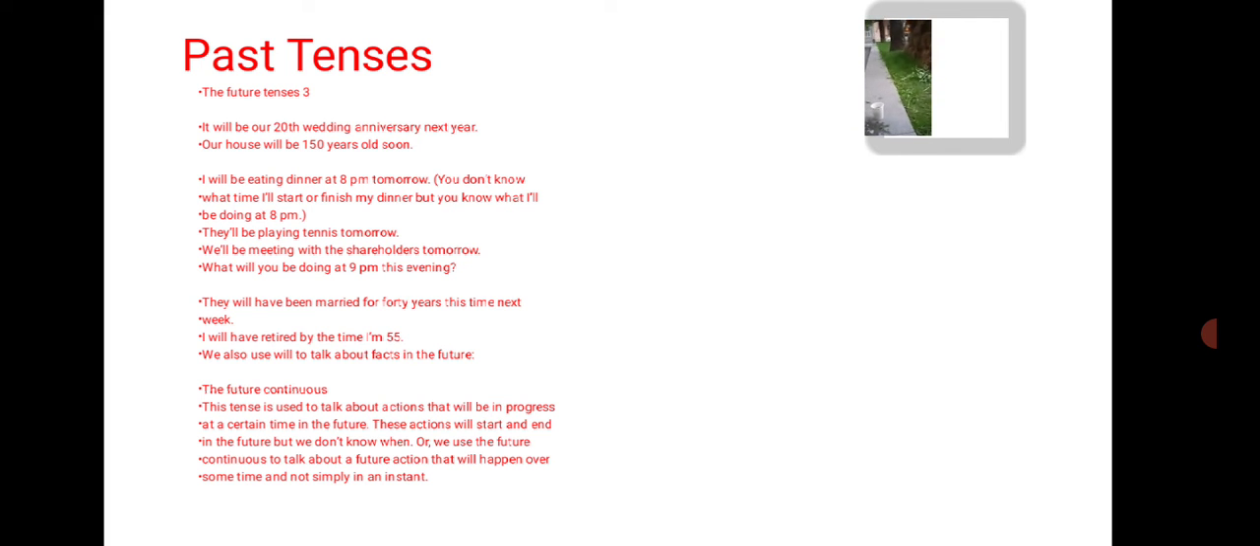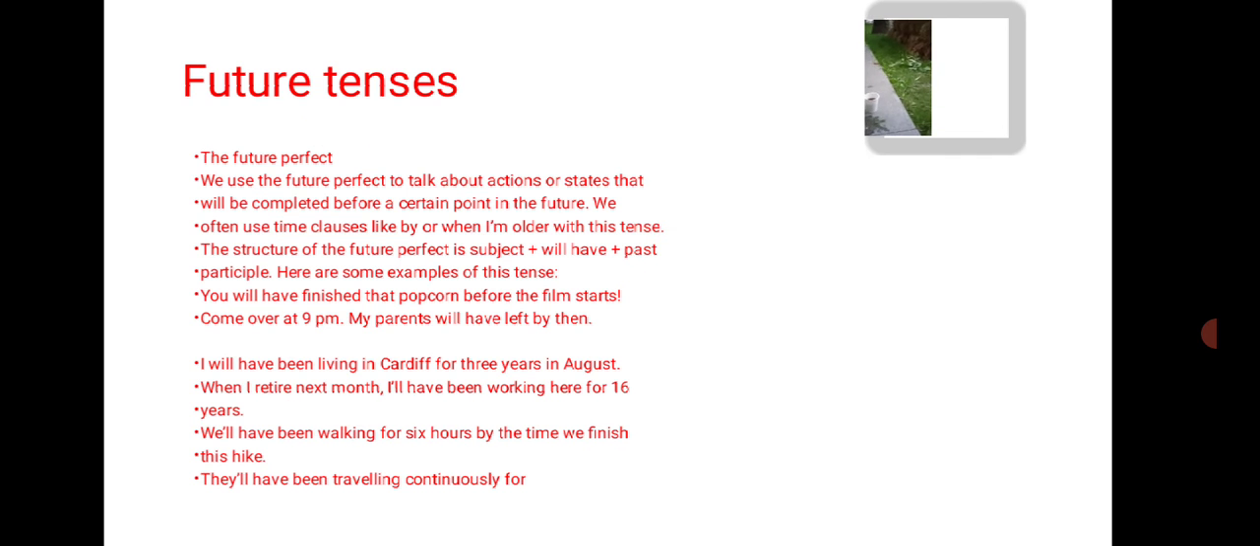Have been married for 40 years. This time, the future perfect. It would sound like they will have been married for 40 years. And we use the future perfect to talk about actions or states that will be completed before a certain point in the future. We often use time clauses like by or when with this. The structure of the future perfect is will have plus past participle.